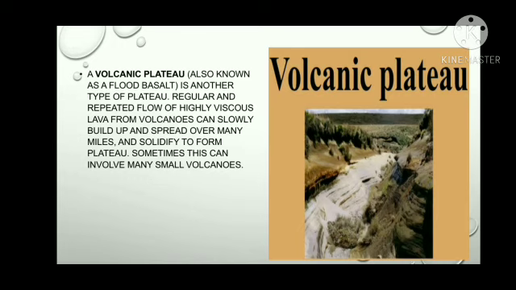So the difference between a plateau and a volcanic plateau is that a normal plateau, or a plateau surrounded by mountains on all sides, is called an intermontane plateau. Volcanic plateaus, on the other hand, are produced by the lava which flows down from a volcanic eruption.